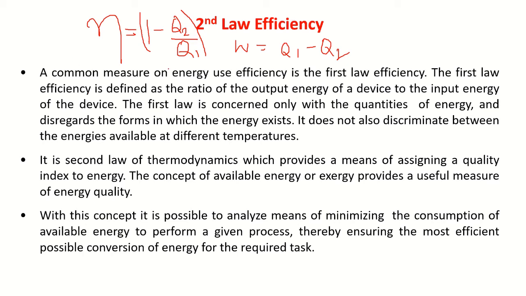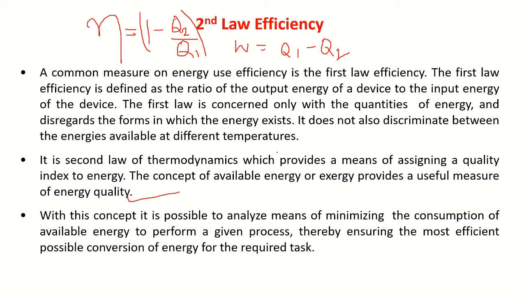A common measure of energy use efficiency is the first law efficiency. The first law efficiency is defined as the ratio of the output energy of a device to the input energy of the device. Correct? The first law is concerned only with the quantities of energy and disregards the forms in which the energy exists. It does not also discriminate between the energies available at different temperatures. The second law of thermodynamics provides a means of assigning a quality index to energy. The concept of available energy and exergy provides a useful measure of energy quality.